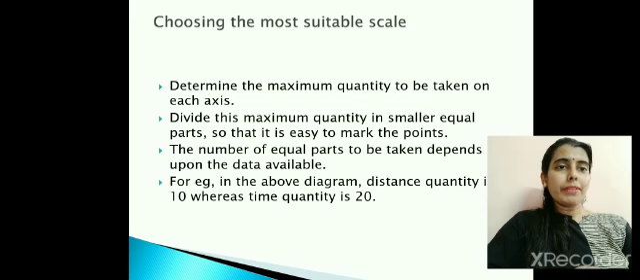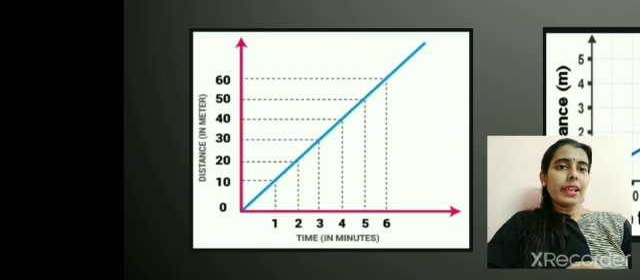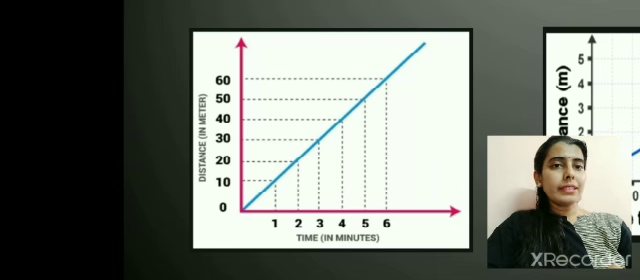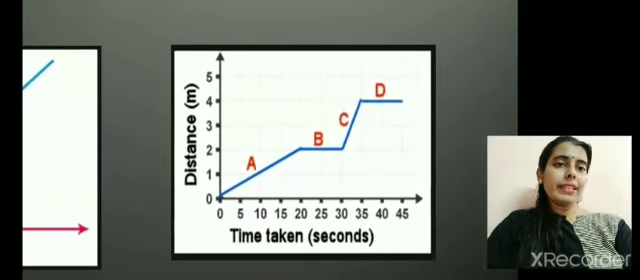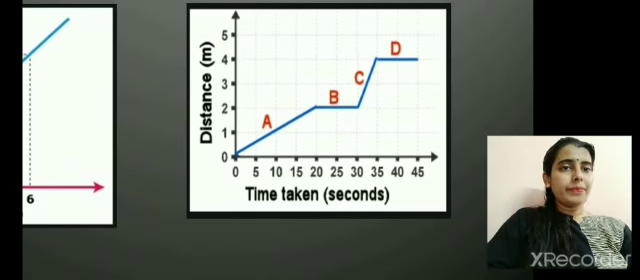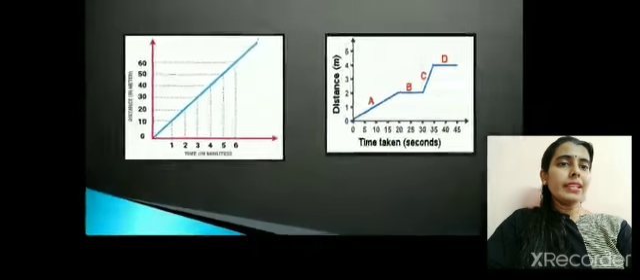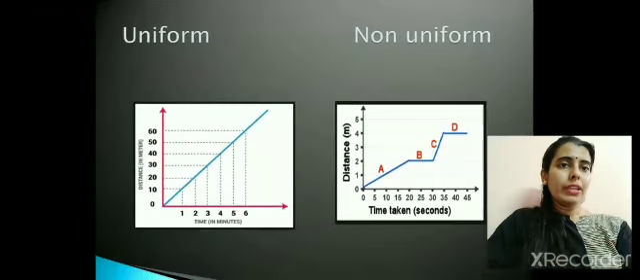For example, in the above diagram, the distance scale has been taken as 1 centimeter on the y-axis equal to 10 centimeter. But on the time axis we have 1 centimeter equal to 1 minute. In this second graph, you can see distance is 1 centimeter on the y-axis equal to 1 meter. On the x-axis we have chosen 1 centimeter equals 5 seconds. So we can say that the scale varies depending upon the data which is available to you in the question.